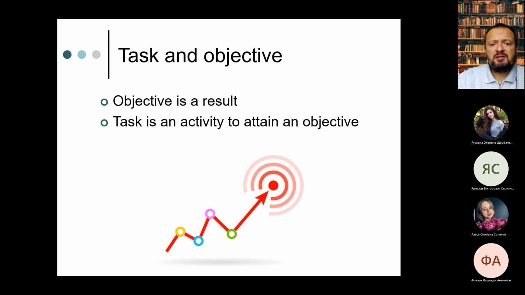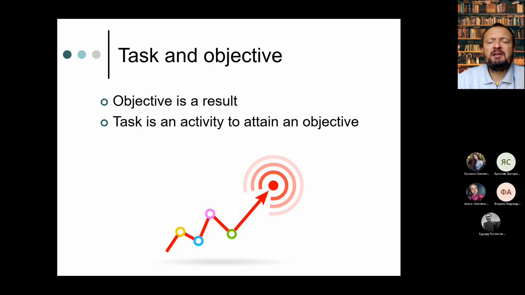And with the help of this picture, I tried to explain that usually every objective must be supported not with one task, but with a set of tasks. So with several tasks. And we can say that an objective is our target, and these points of the road, these milestones, are the tasks on this road to the objective.